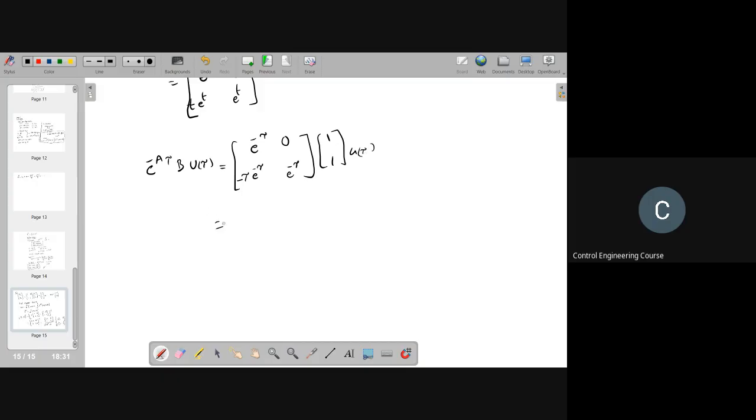So this is e to the power of minus tau, and here it is minus tau e to the power of minus tau plus e to the power of minus tau, right? Your input is a step input, that means u of tau is equal to 1.